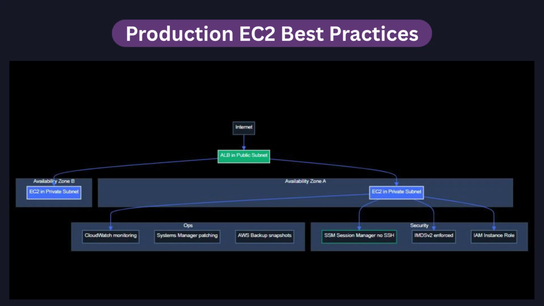In production environments, EC2 should be configured with security, reliability, and automation in mind. Instances should be placed in private subnets without public IPs, and access should be managed using AWS Systems Manager instead of SSH. IAM roles should be used for permissions instead of storing credentials on instances. IMDSv2 should be enabled to protect against metadata attacks.